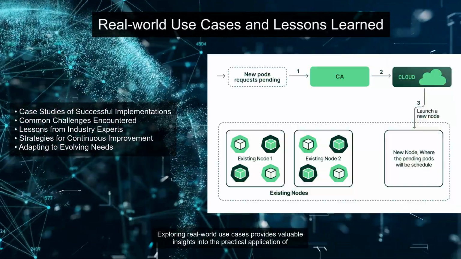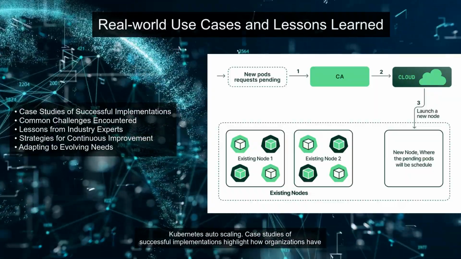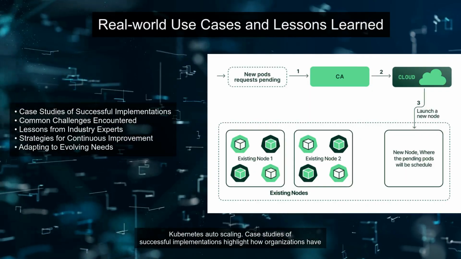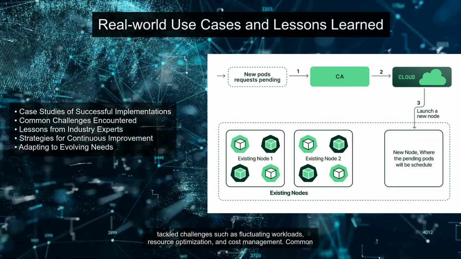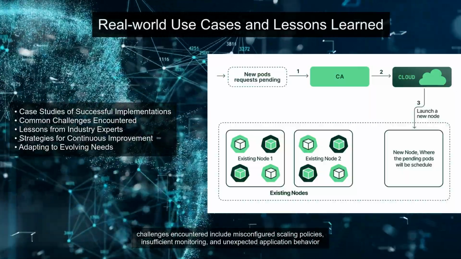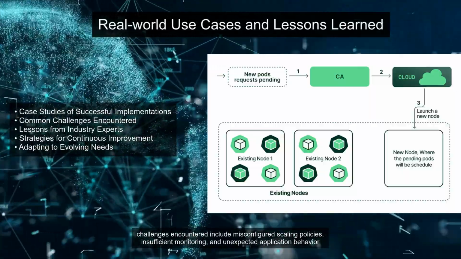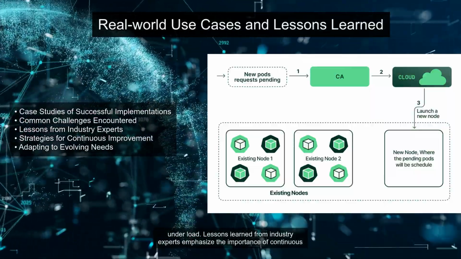Exploring real-world use cases provides valuable insights into the practical application of Kubernetes auto scaling. Case studies of successful implementations highlight how organizations have tackled challenges such as fluctuating workloads, resource optimization, and cost management. Common challenges encountered include misconfigured scaling policies, insufficient monitoring, and unexpected application behavior under load.